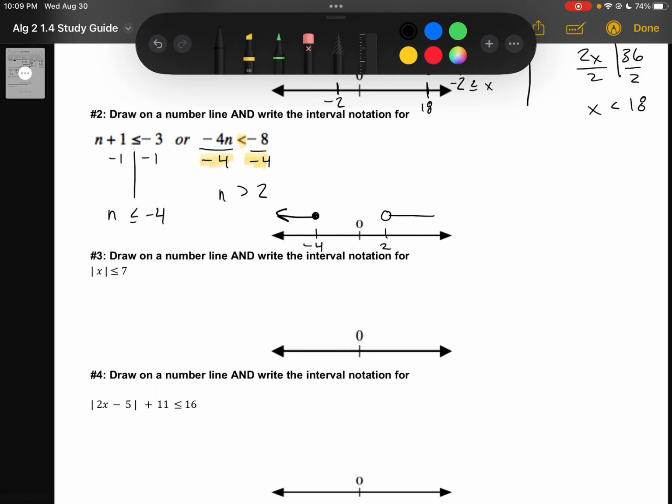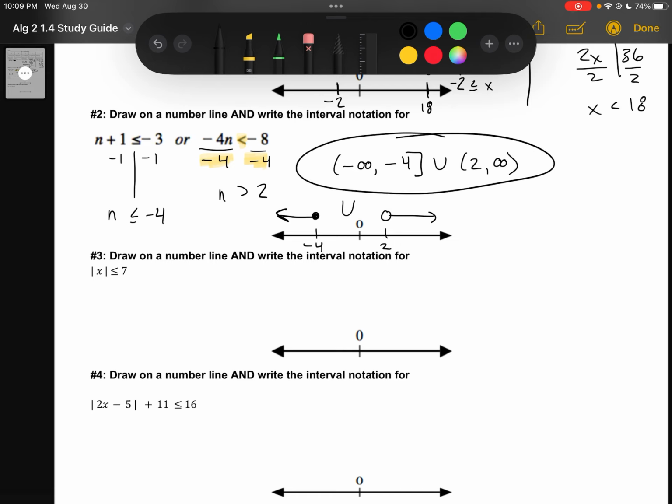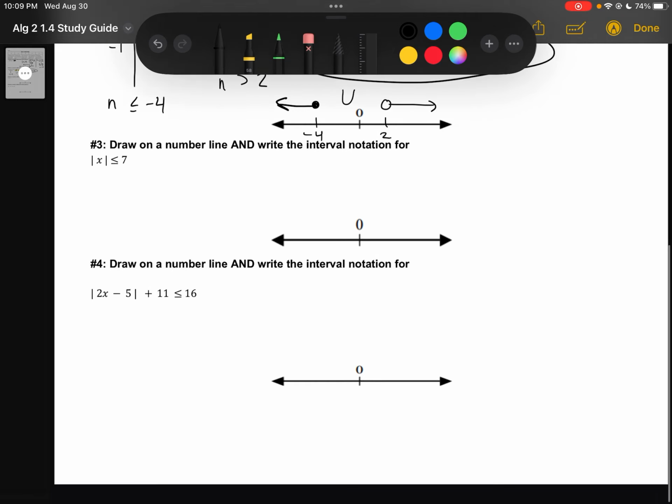So over at 2, and we are going to infinity from here. So we start at the left at negative infinity, take our first break at positive 4 with a bracket. We have a union here in the center. Start again at 2, and we continue to positive infinity. So both on a number line and an interval notation is what we are looking for here.